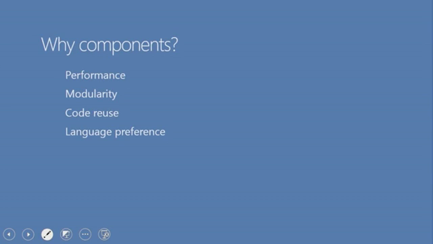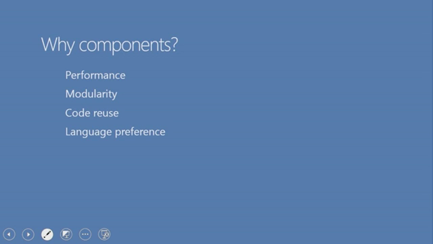We also might want to get the added performance of, for instance, creating a C++ native component that is frankly faster than JavaScript at doing some things. So performance might be one reason. Code reuse and modularity are certainly some huge reasons, but you also might want to pull out a component from your JavaScript app just strictly for language preference.